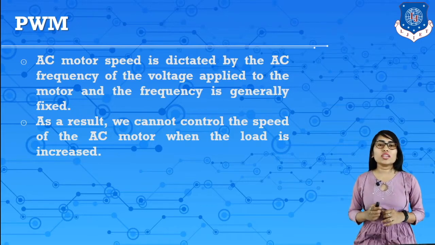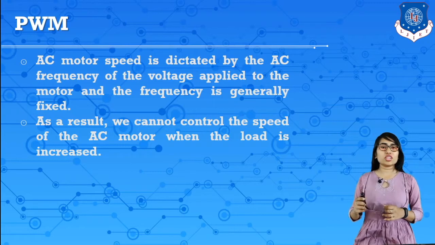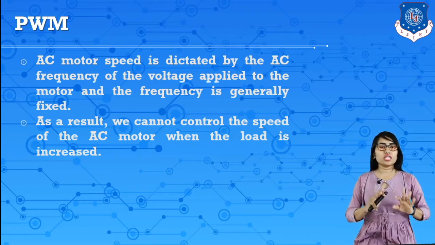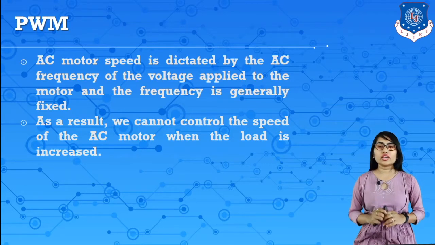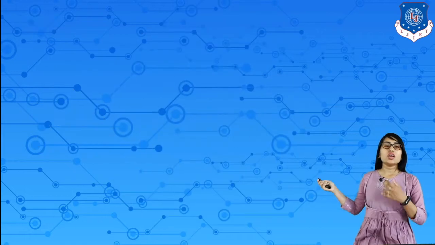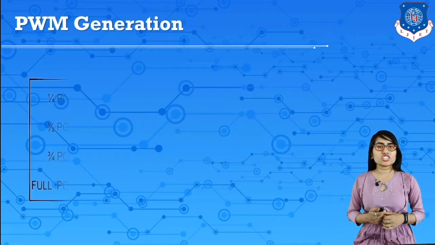AC motor speed is dictated by the AC frequency of the voltage applied to the motor, and the frequency is generally fixed. As a result, we cannot control the speed of an AC motor when the load is increased. Here the PWM generation is shown.